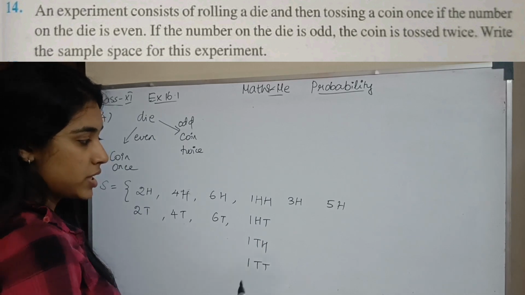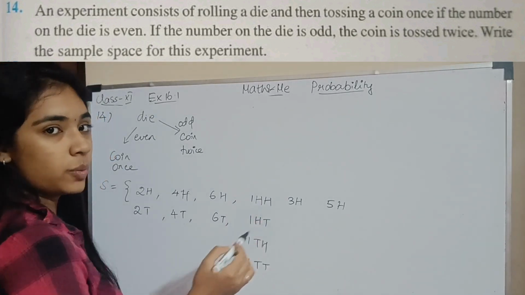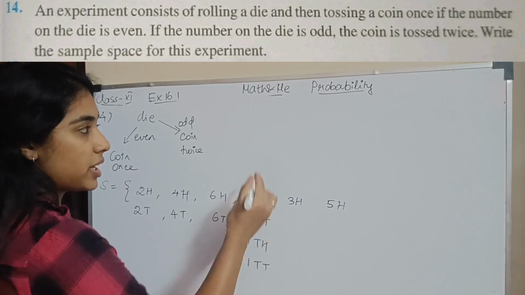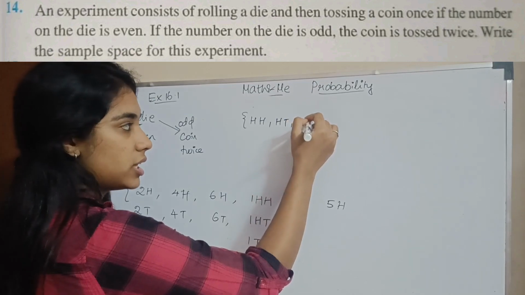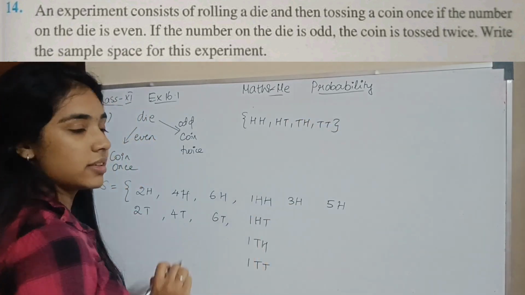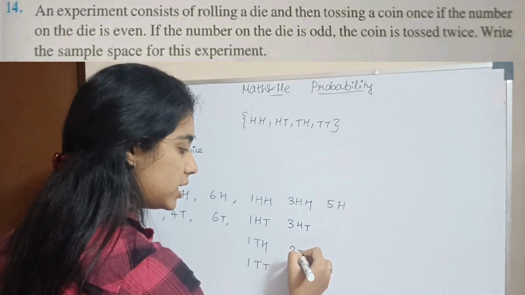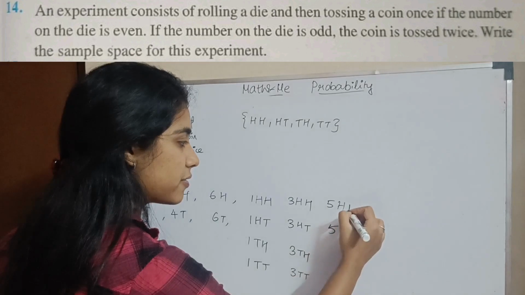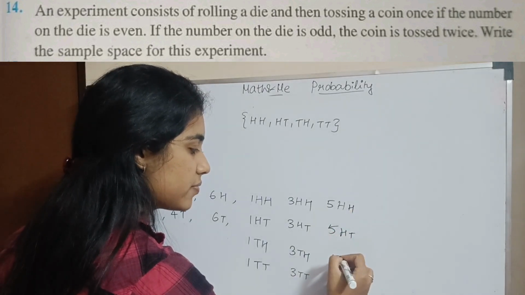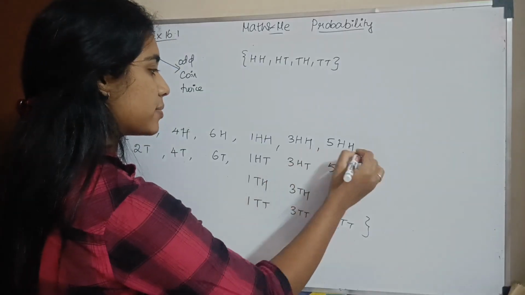So if you get an odd number, you're going to toss the coin twice. For 2 coins, what are the outcomes? You learnt it in your example: HH, HT, TH, TT. You have to write that. Similarly, you have 3HH, 3HT, 3TH, 3TT. And 5HH, 5HT, 5TH, 5TT. So this is your sample space.